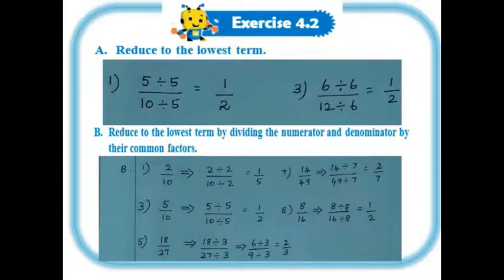Go on to the next sum, 14 by 49. So the common factor between 14 and 49 is 7. So 14 divided by 7 and 49 divided by 7 will give you 2 by 7. Take the next sum, 8 by 16. 8 divided by 8 and 16 divided by 8. So here I use method 2. The highest common factor between 8 and 16 is 8. So when you divide, you get the lowest term as 1 by 2.